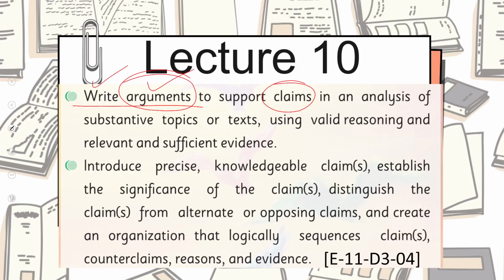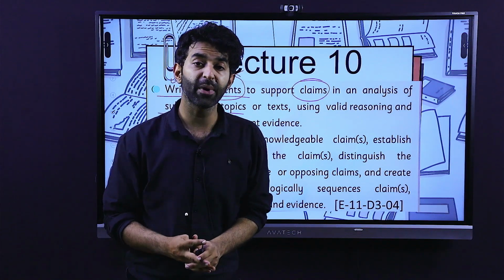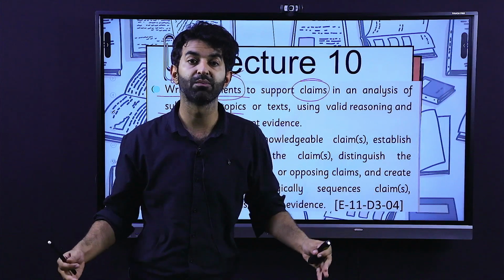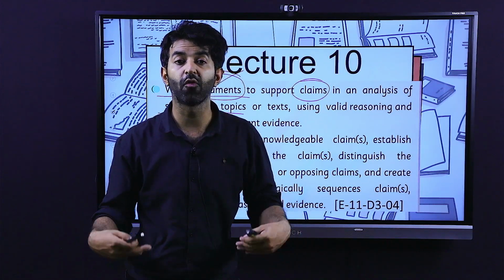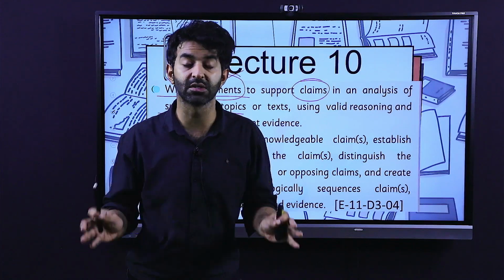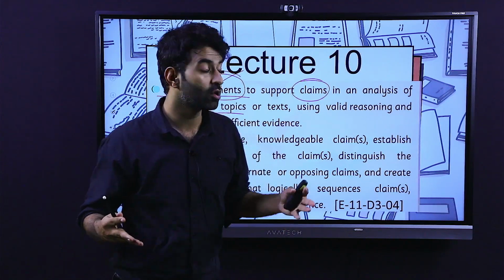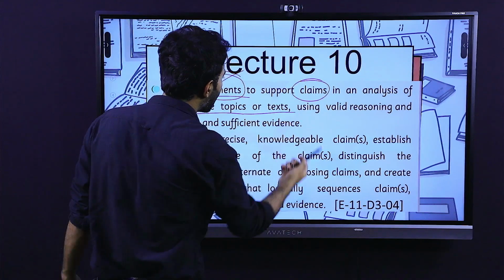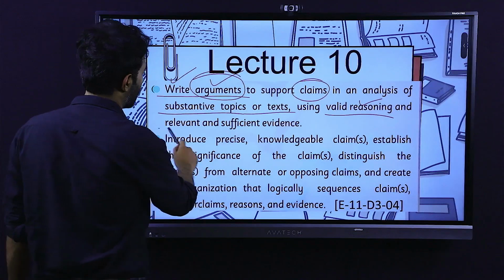So we will be writing arguments to support claims in an analysis of substantive topics. Substantive topics are topics which have a lot of substance. Topics which are very much broader. They demand both sides of the opinions. They demand both sides to be putting forward their evidences, their claims. So those topics which require so much substance in them, they are very big topics. These are what we call substantive topics. Or it could be any text. We will be using valid reasoning and relevant and sufficient evidence.